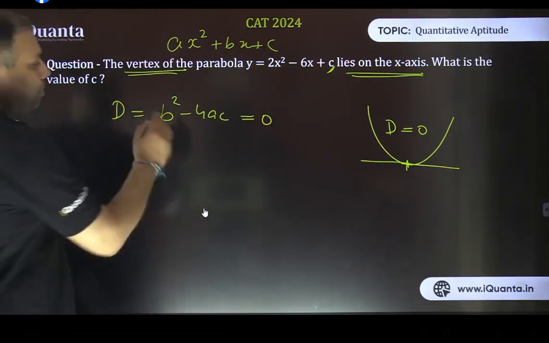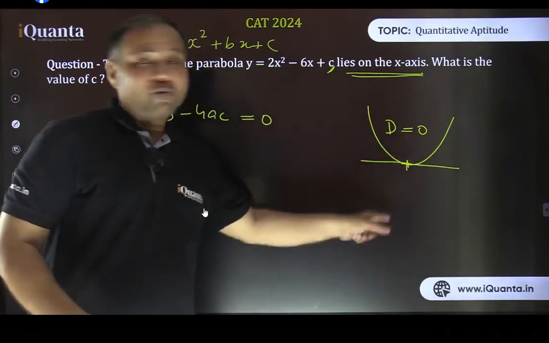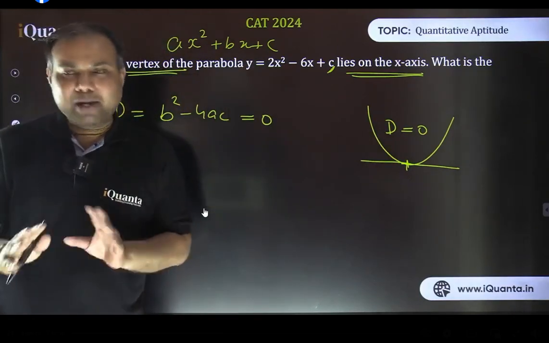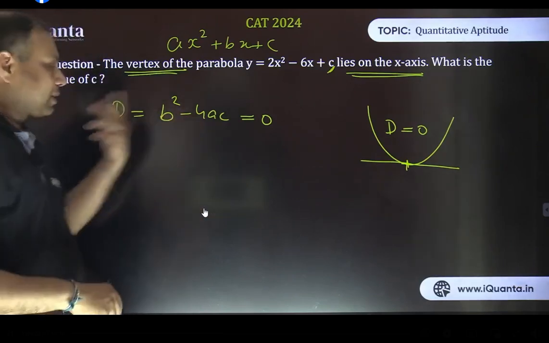So just plug in the values. So b square minus 4ac must be 0. Why? Because the vertex lies on the x-axis. When does it happen? When there is only one root. When does that happen? When d equals 0. So all these things are interrelated. I repeat, all these things are interrelated. So we need to have the clear picture. So now it's quite a direct question.